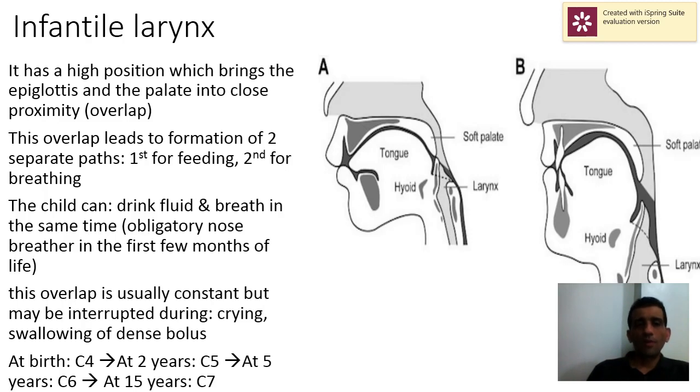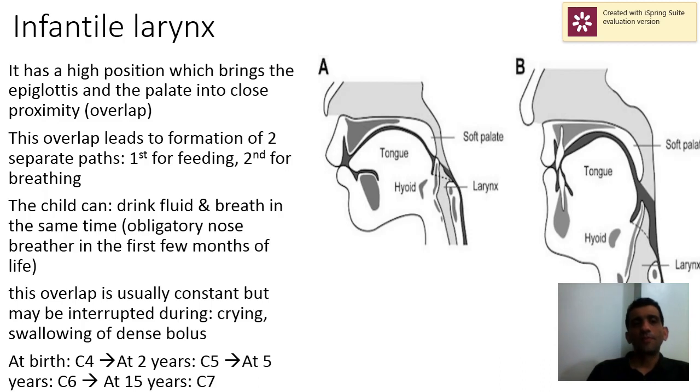This overlap leads to the formation of two separate pathways, first for feeding and second for breathing. The child cannot drink fluid and breathe at the same time. Infants are obligatory nasal breathers in the first few months of life. This overlap is usually constant but may be interrupted during crying, swallowing, and dense voice.